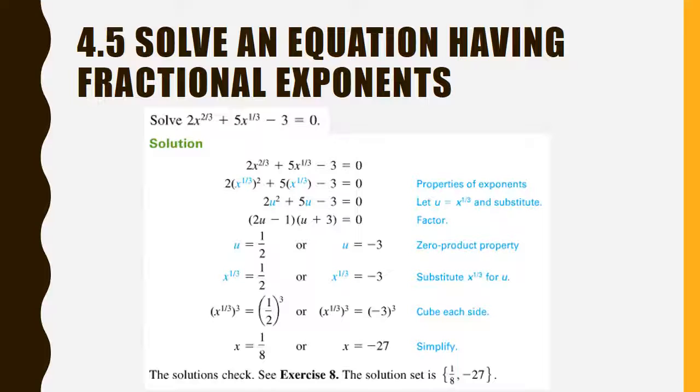So that gave us 2u² + 5u - 3 = 0. And then when you factor it, you get (2u - 1)(u + 3) = 0. Solving for u, we get 1/2 or -3. Now, remember, in the original problem we didn't have a u, we had an x. So now we have to go back and say, okay, x^(1/3) is 1/2, or x^(1/3) is -3. Then we will cube both sides, and we get that x is 1/8, or x is -27. Both of these work in the original problem.